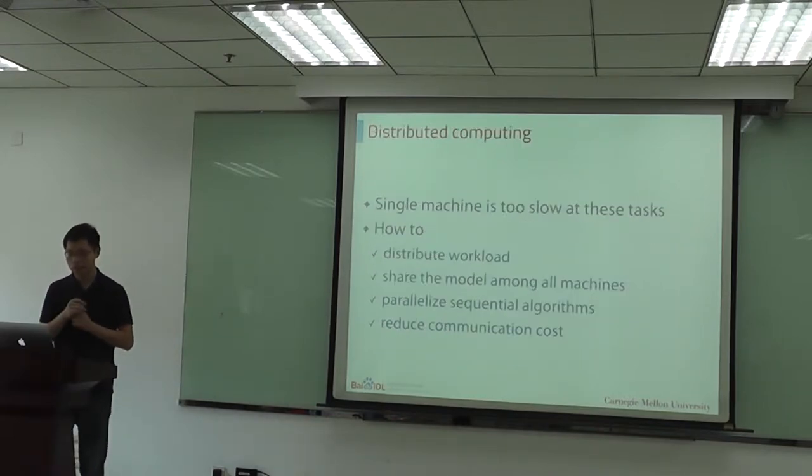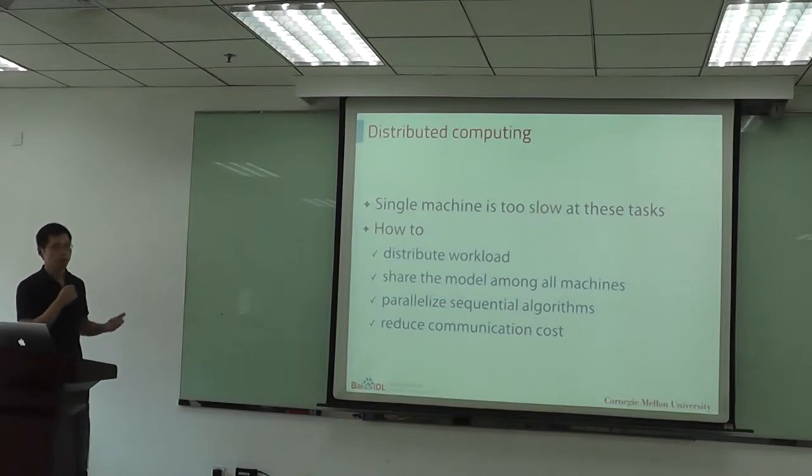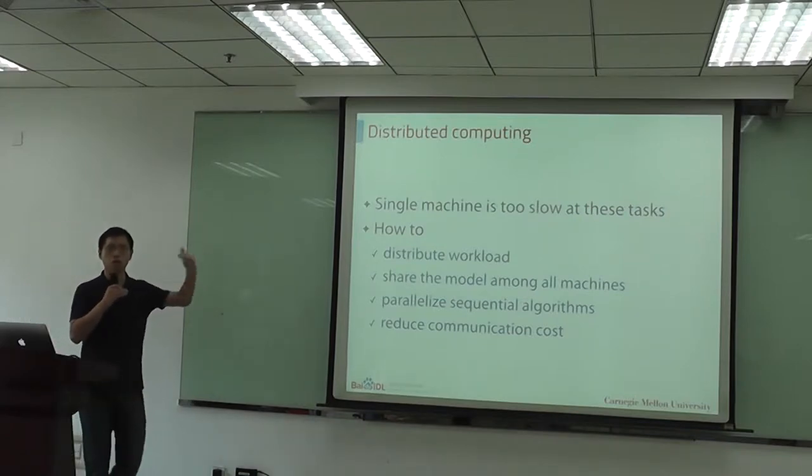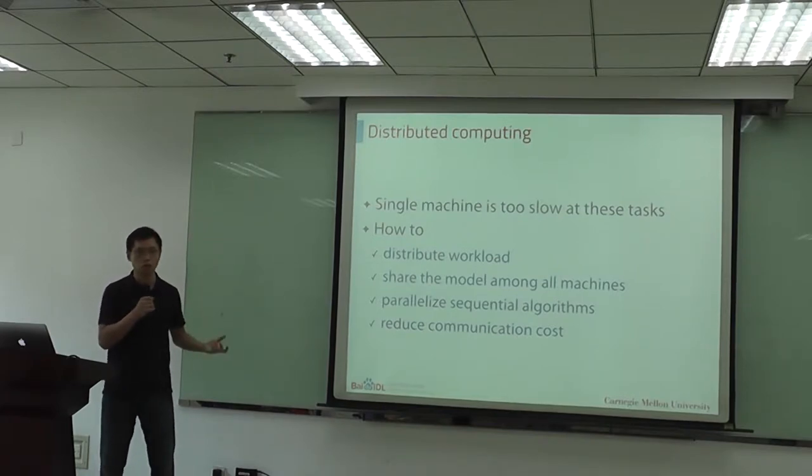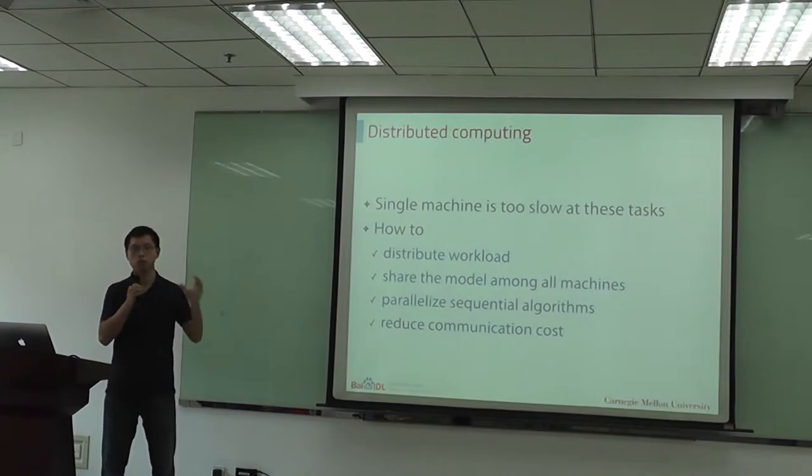In this case, a single machine is too slow. Yeah, you can run it, you store it on the disk, and each time you run, you read the data from time to time. But it's too slow, because we need a model to serve in some online productions. We care about the real time, we care about the details.